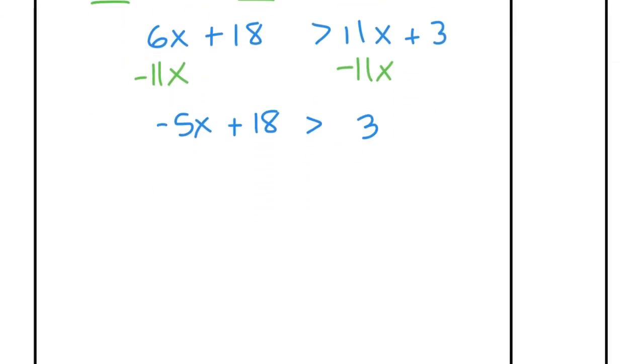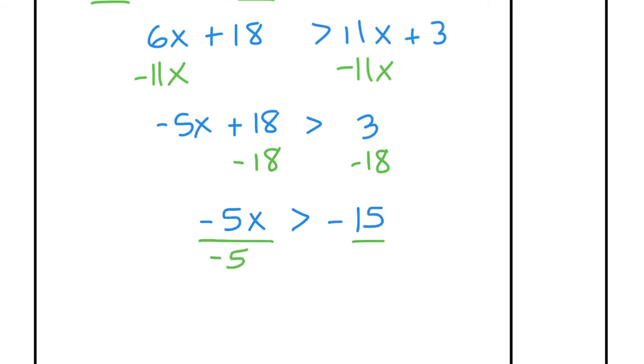The plus 18, so that's going to be the next thing. Let's subtract. -5x is greater than -15. And then last, we're going to divide by -5. So that gives me x, and then on the right side, negative divided by negative is +3.